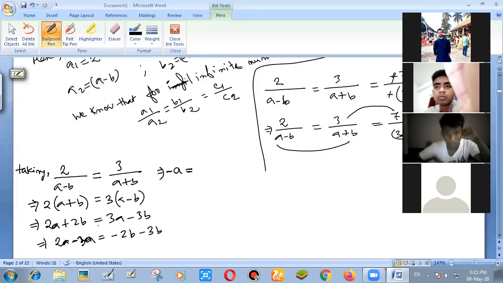If you subtract 3a from 2a, then what will be the value? Minus a. Yes or no? Then what is the value of this one?